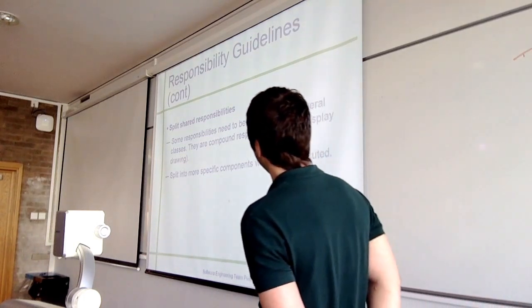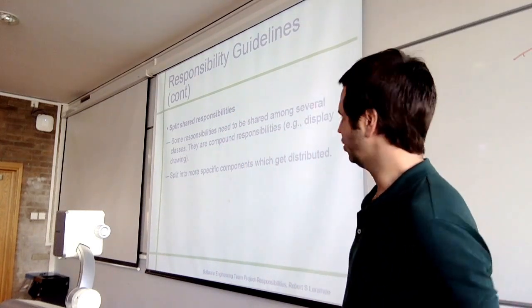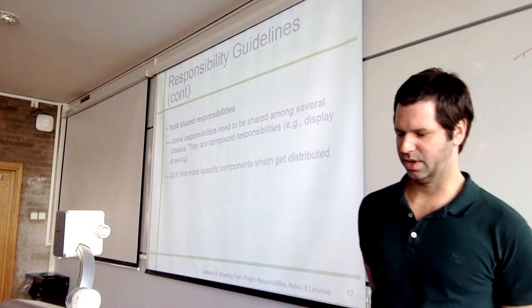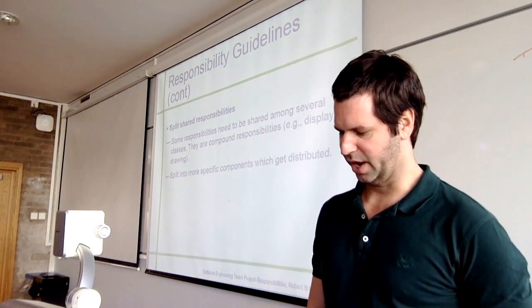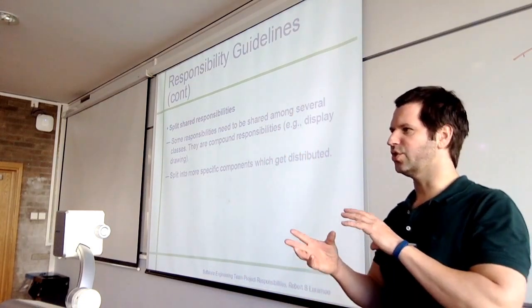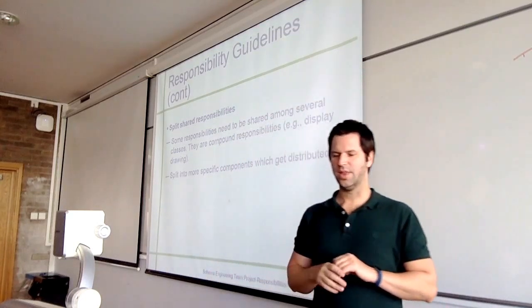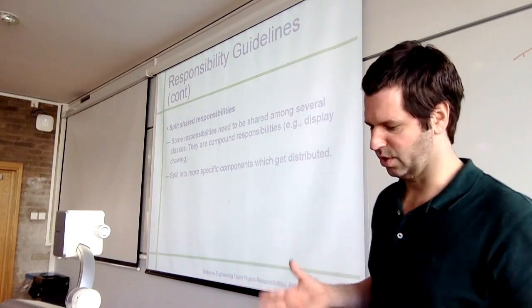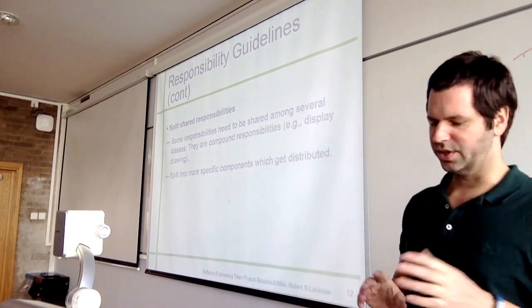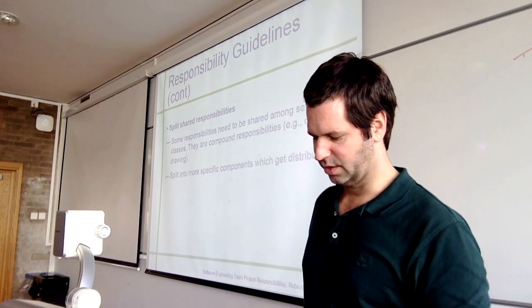One of the last guidelines is to split shared responsibilities. Sometimes responsibilities need to be shared amongst several classes, and they're called compound responsibilities. For example, displaying a drawing, right? If we have a complicated drawing with lots of circles and rectangles and edges, maybe we have colors, textures, that responsibility will have to be shared amongst several objects, right? And we're going to see how to do that, by the way. We're going to see how to split objects up so that they get distributed.